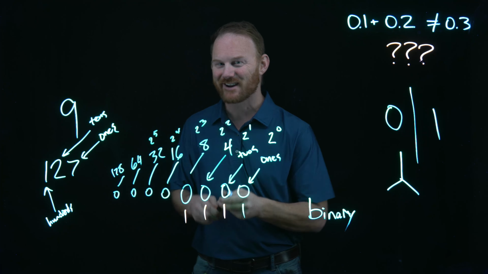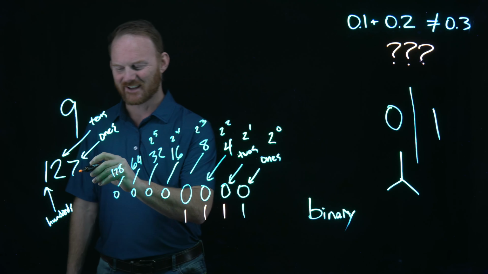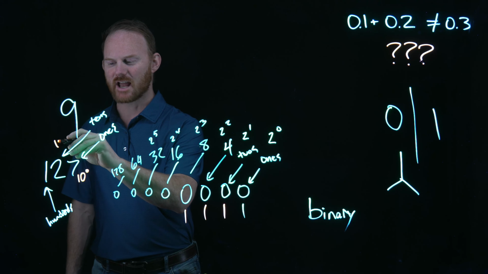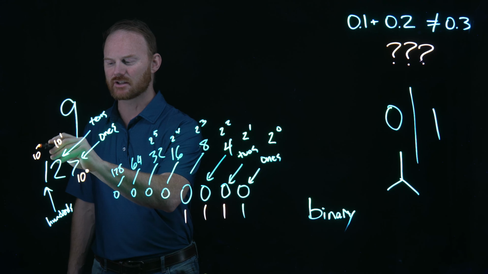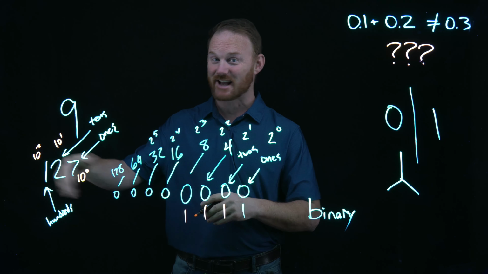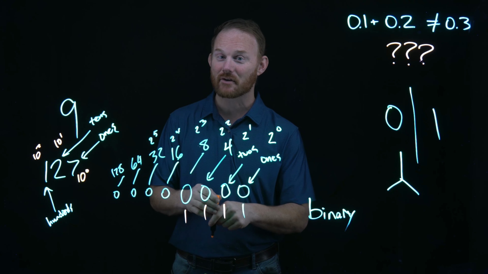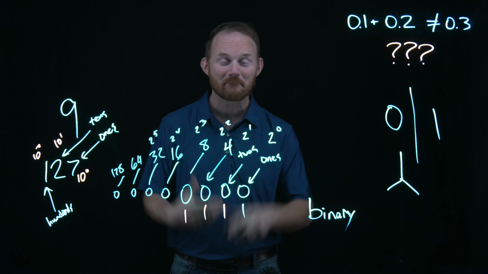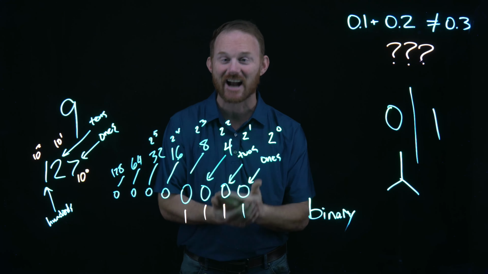It's the same over here. This is 10 to the 0. This one is 10 to the 1. This is 10 to the 2. The next spot would be 10 to the 3. 10 to the 3rd power is 1,000. That would be the 1,000th spot. Okay? I hope you're seeing the synergy here because they are exactly the same.